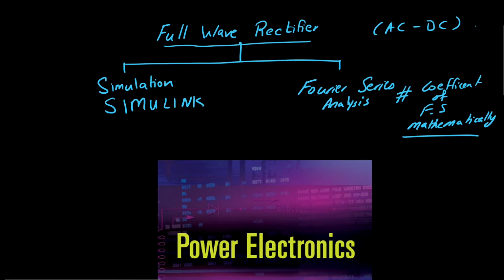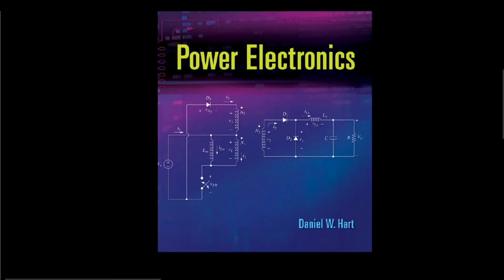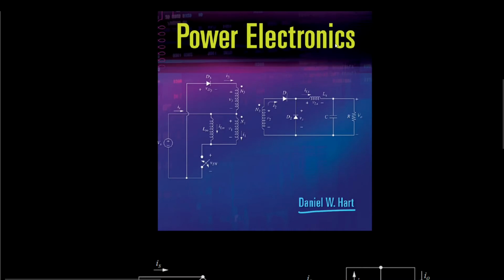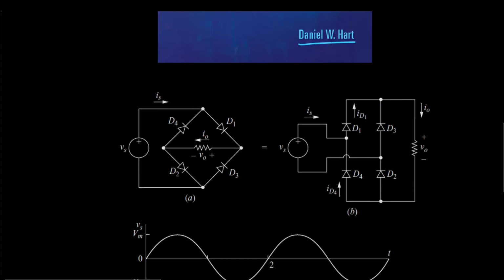A very important book dealing with the full wave rectifier is Power Electronics by Daniel W. Hart, and this book is recommended by a number of well-known researchers in the field of power electronics. So specifically, we are interested in chapter 4 with the details of full wave rectifier on page 111.